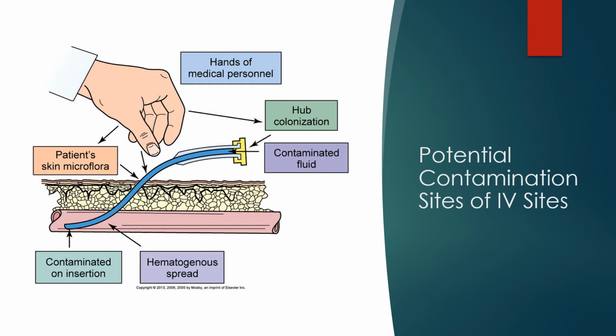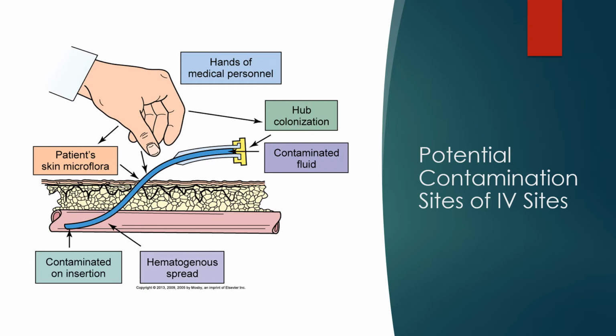We also want to make sure we're not spreading any contaminants into the bloodstream. Contaminated fluid is the next one. That might be using a syringe twice. Once it's used, it needs to be discarded. The hub itself is also a site for contamination. If we don't scrub that hub for at least 30 seconds, that increases the risk of infection.